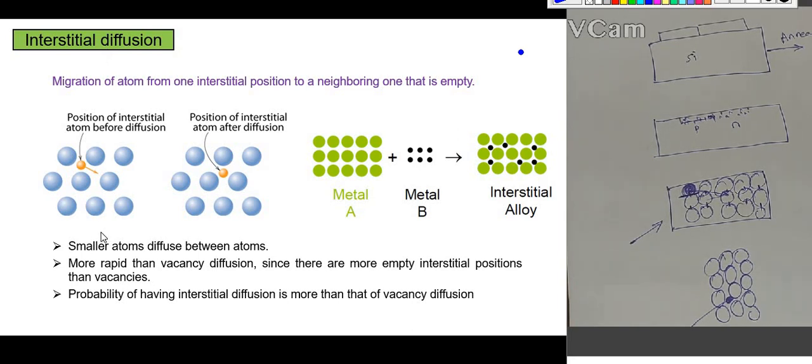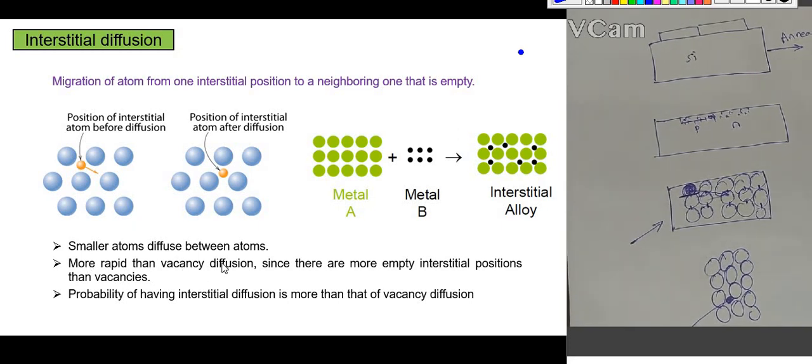So what are the different factors affecting interstitial diffusion? First one is that smaller atoms diffuse between the atoms. Okay, so if the atomic size of this solute atom or impurity atom is very small, then the chance of diffusion also increases. But if the size is very big, it is very difficult to move from one interstitial site to another interstitial site, thereby the diffusion rate decreases.